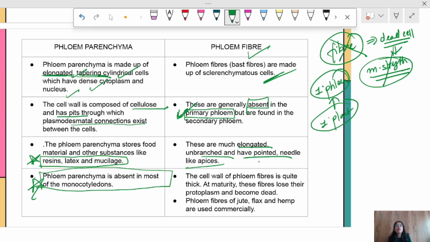Now, the cell wall of phloem fiber is quite thick. At maturity, these fibers lose their protoplasm and they become dead. Definitely. And the fibers of jute, flax, and hemp are commercially used. So these three names you have to remember: jute, flax, and hemp.